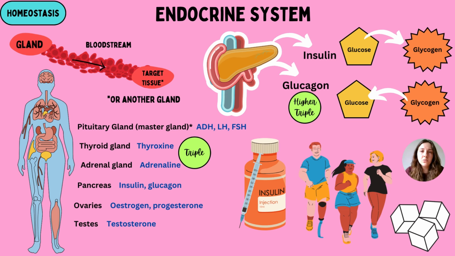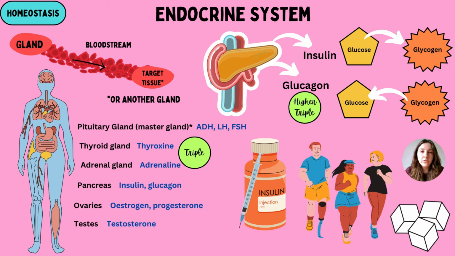Now, target tissues sometimes are other glands, and therefore we often call the glands that act on other glands the master gland, such as the pituitary gland, because it is found in the brain and it releases hormones to do with female fertility like LH and FSH that can actually act on other glands such as the ovaries to release estrogen. Now, you do need to know the location of these glands in the human body and also the hormones they produce and what they're responsible for.